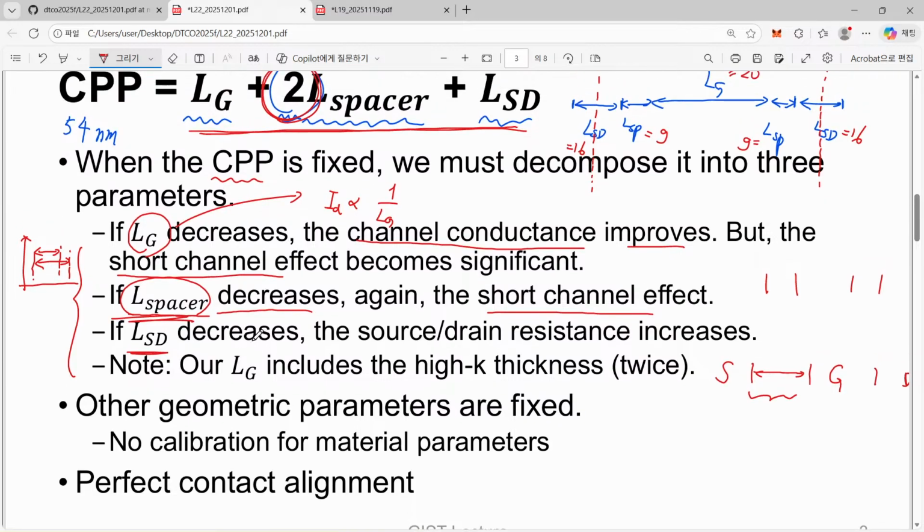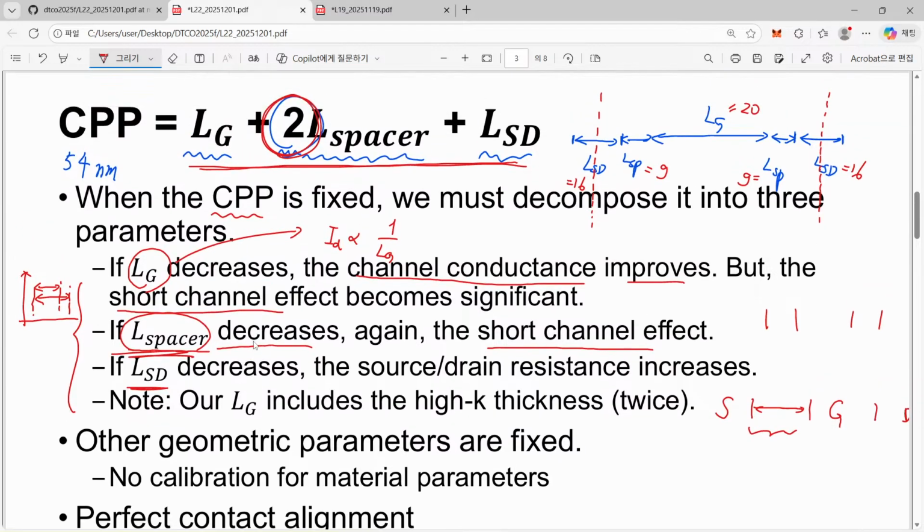And finally, we have LSD. If that decreases, then of course it is good for reduction of CPP, but source drain resistance increases. You may think that, okay, source drain is highly doped, so maybe that doesn't make a big difference in performance, but unfortunately it does. Nowadays, since the scale of source drain is so small, the change in LSD can introduce significant differences in our device characteristics.